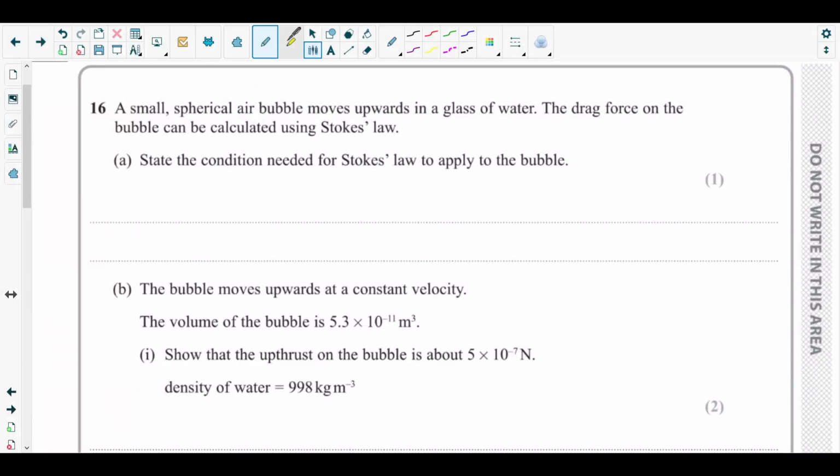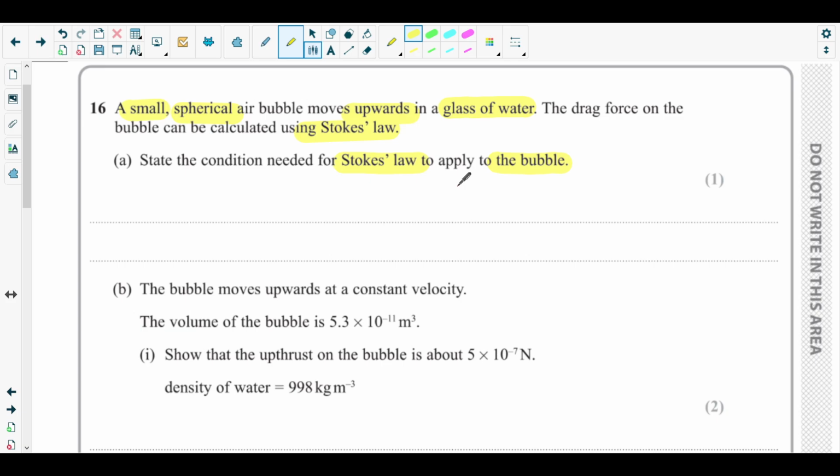Okay, next is question number 16 from May 2023 Physics Unit 1 paper. In question 16 it says a small spherical air bubble moves upwards in a glass of water. The drag force on the bubble can be calculated using Stokes law. State the condition needed for Stokes law to apply to the bubble.